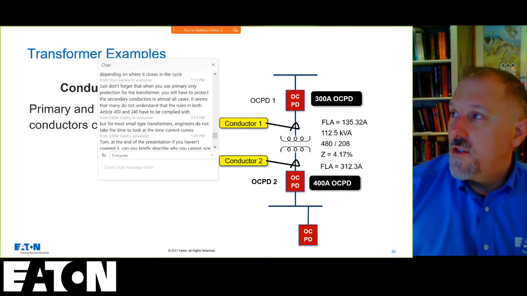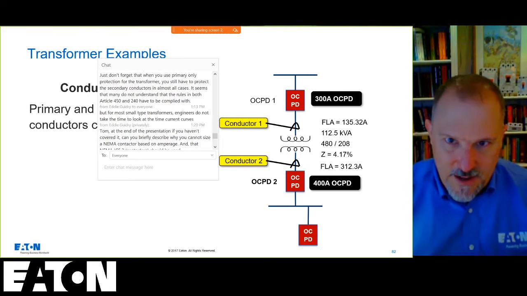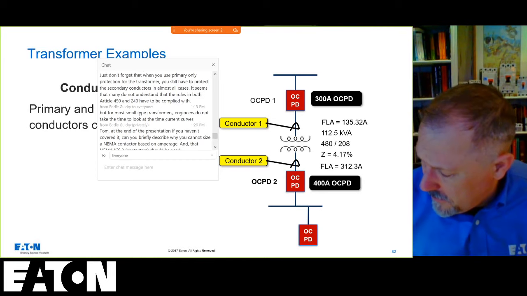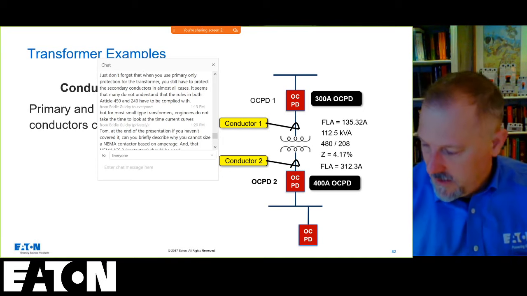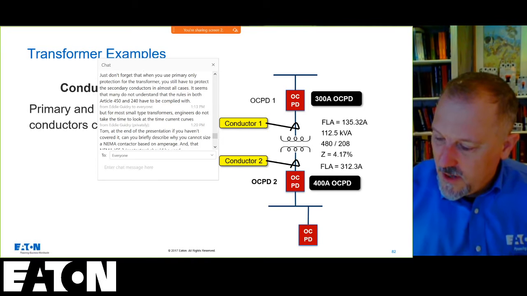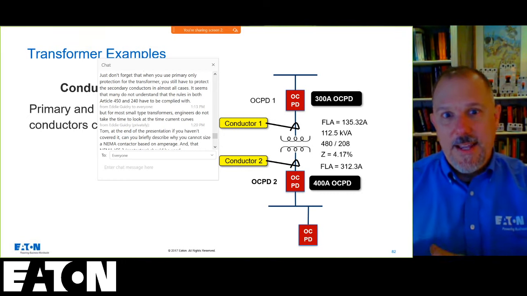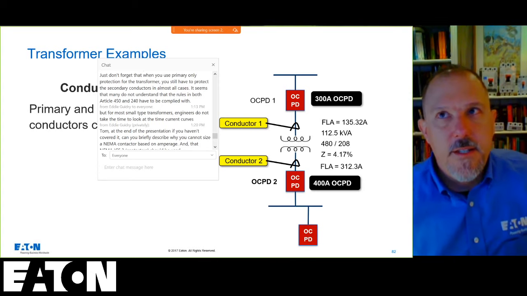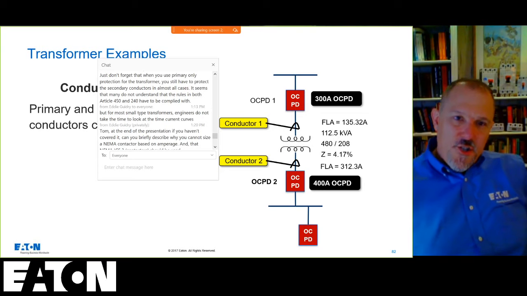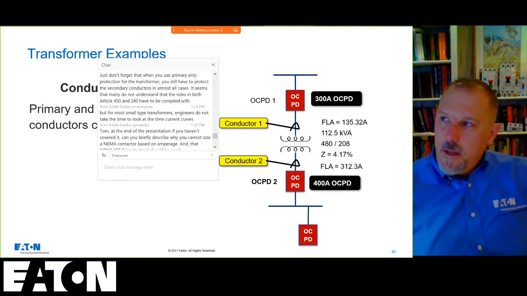Primary only protection of the transformer. You still have to protect the secondary conductors. And yes, it seems that many do not understand the rules on both. Yes, and I tried to clarify that, and I was preached to by, I'm not going to say any names, one of the gentlemen on that code making panel. I tried to put some pointers in there just to say, hey, don't forget. And I was told that the code is not for the untrained individual. But I agree with you that is often missed.